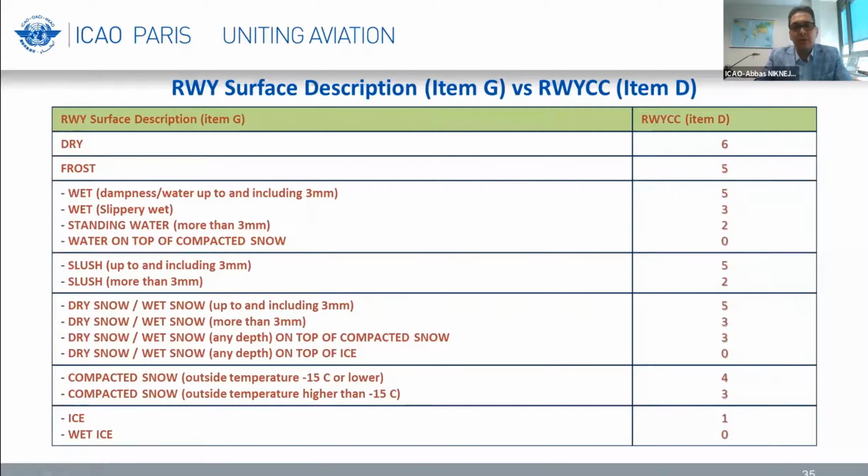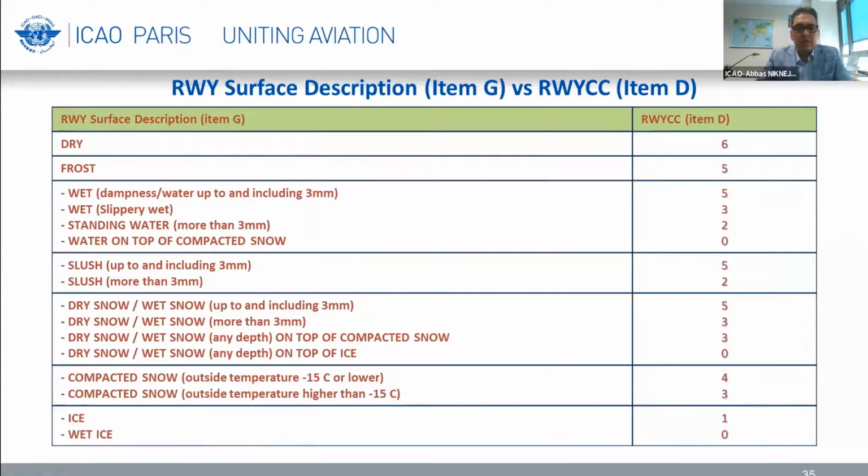You can see water on the runway could have different and various impacts. It could result in runway condition code 5 if it's only wet, and it could result in runway condition code 0, which is almost no operation, or actually we wouldn't say no operation, it's a decision by operators, aircraft operator, but it makes sense if a pilot decides to wait until runway condition improves. We have 2 types of slush, up to and including 3 millimeters.